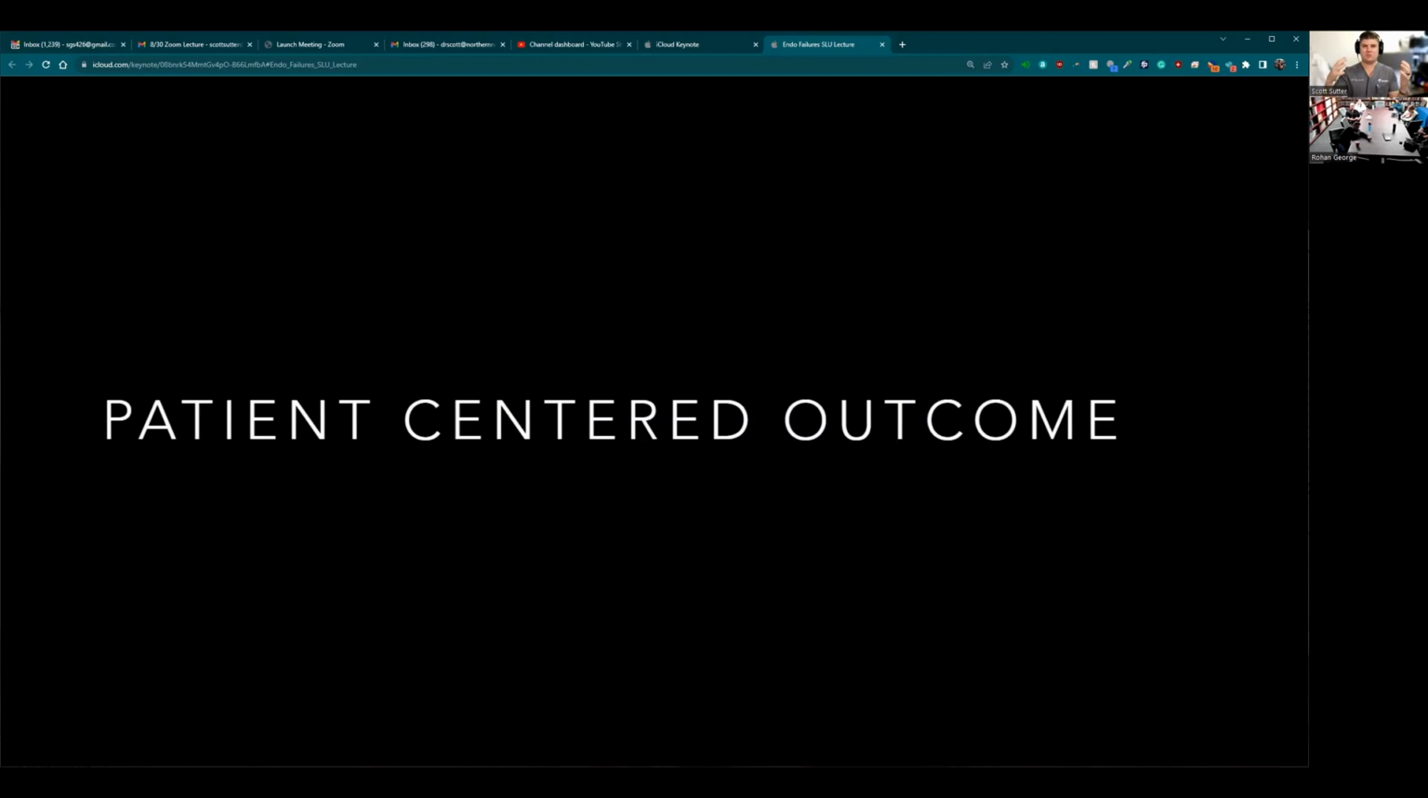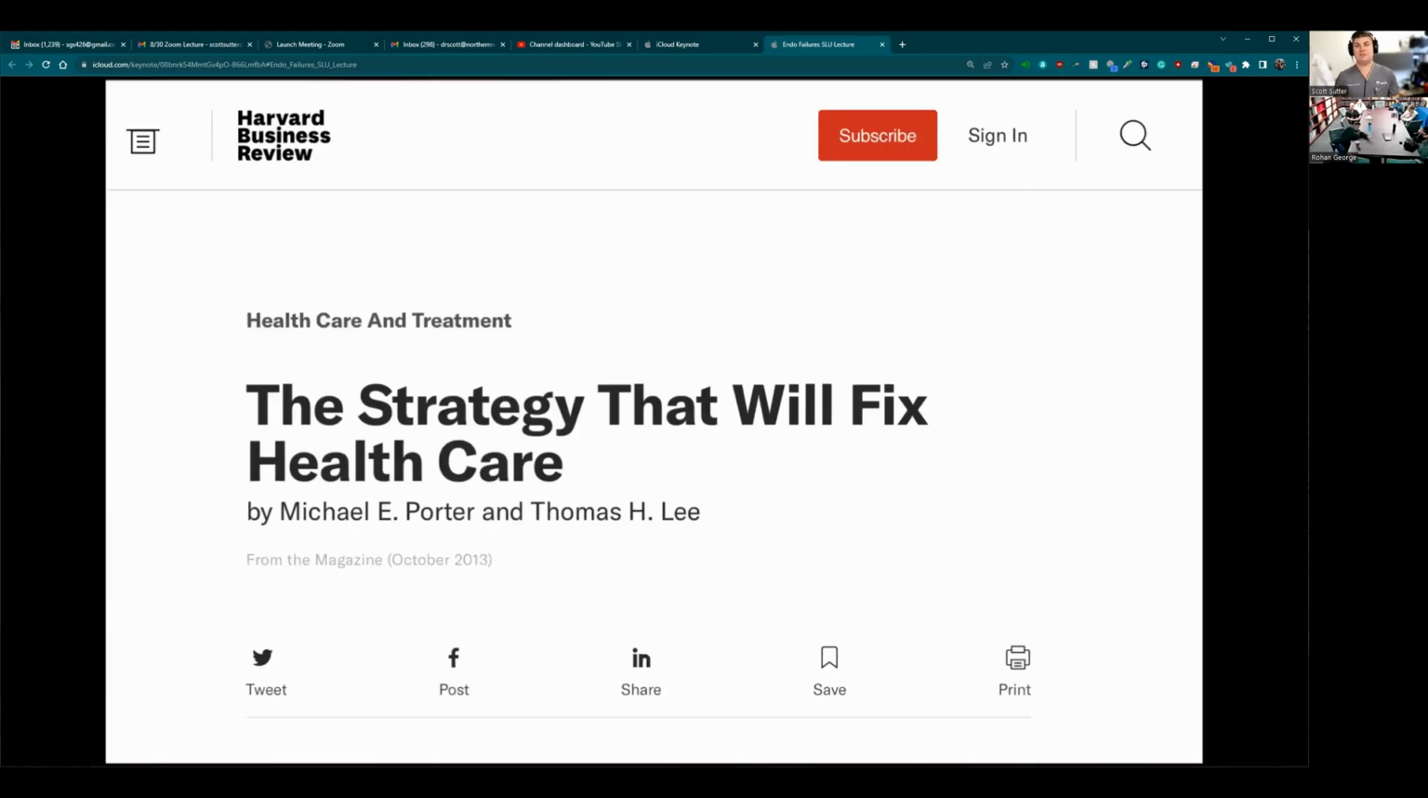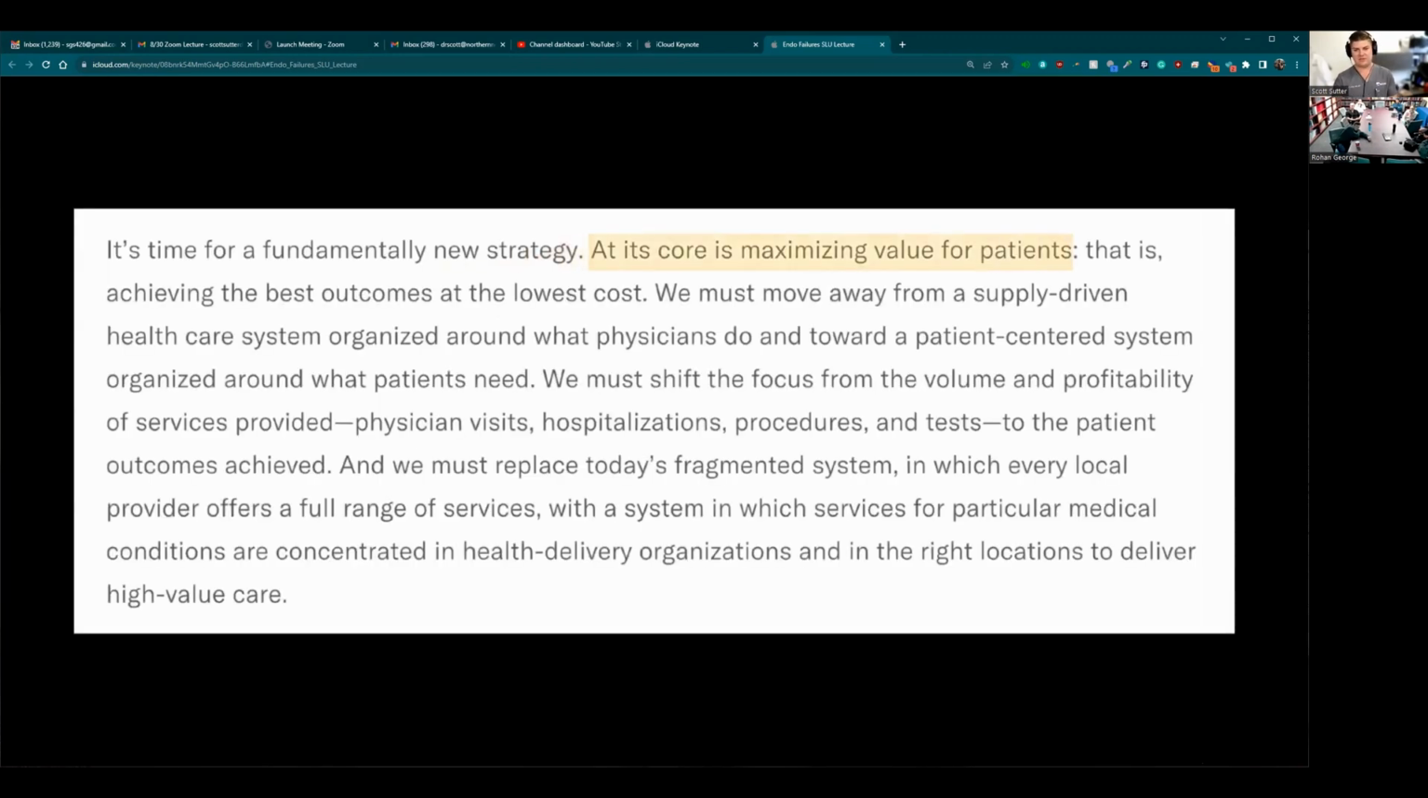That all leads us to what I think is the most important thing, which is a patient or value-centered outcome. So this has been around. This was October 2013. Another small little rag known as the Harvard Business Review came out with the strategy that will fix healthcare, which states that the core of this type of treatment is maximizing the value for patient.